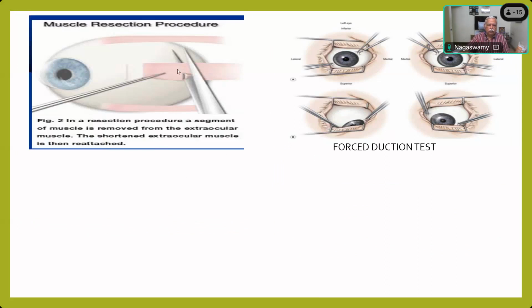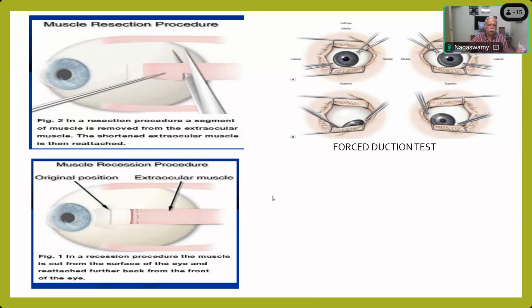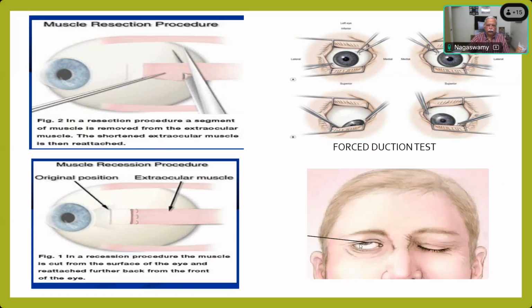And this is just to give an idea of how they resect the muscle and then reattach it to correct the position of the eyeball. This is called the Bell sign, where the eyeball rolls under the upper eyelid. If you deepen the plane, it will come back to normal.